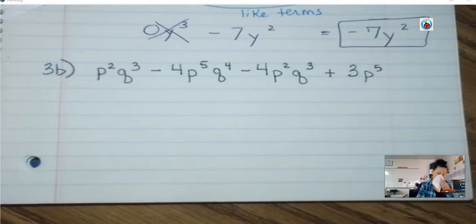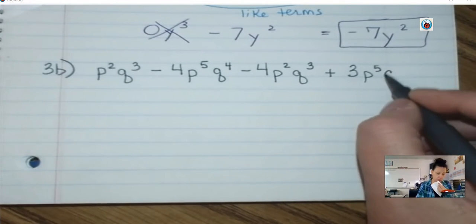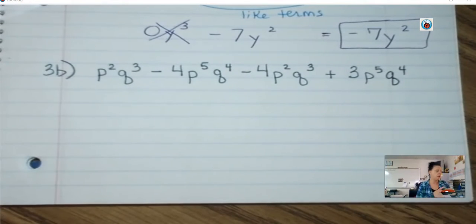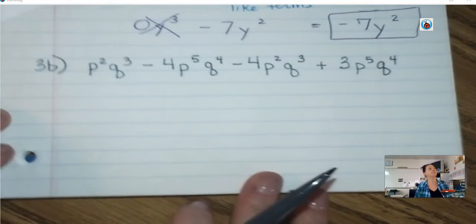Sorry, I have a sneeze coming. 3p to the 5th q to the 4th. It's gonna go away. Okay.